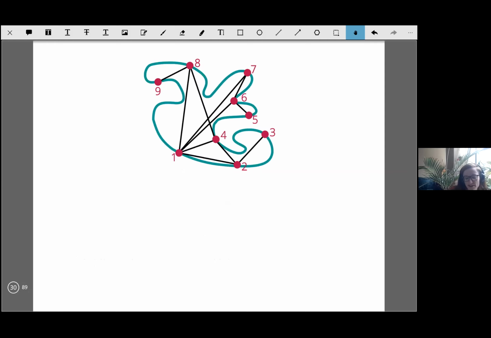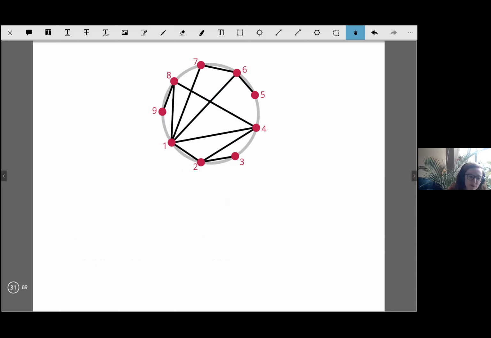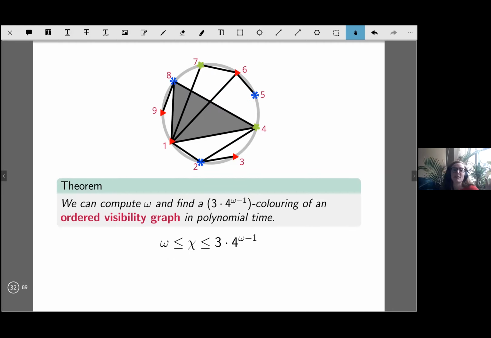We don't have a Hamiltonian cycle, but we can take our curved visibility graphs and we can order the vertices cyclically, and just keep track of that information. So here's the graph itself and the order of the vertices cyclically. And we've been able to show that if you're given that as input, we can do the same thing in polynomial time. So we can compute the clique number exactly, and we can also find this 3 times 4 to the omega minus 1 coloring. And so that gives us an approximation algorithm for the chromatic number.